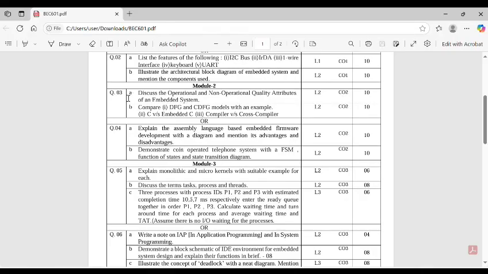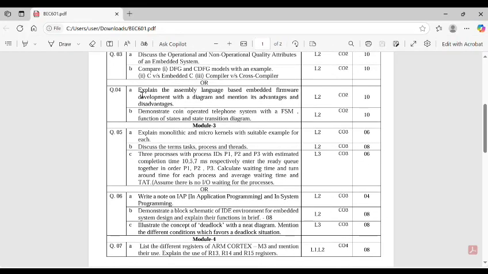In Model 2, 3A question: discuss the operational and non-operational quality attributes of an embedded system. Here in 3B: compare DFG and CDFG models with an example, C versus embedded C, and compiler versus cross compiler. This 3A question is very important, it will come in the exam every time. Even 3B also. These differences are very important in the VTU examinations.